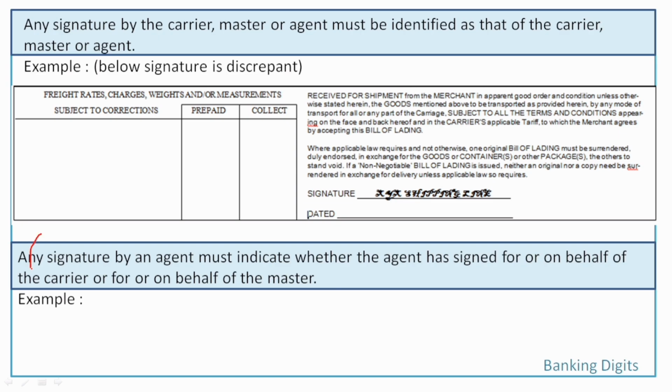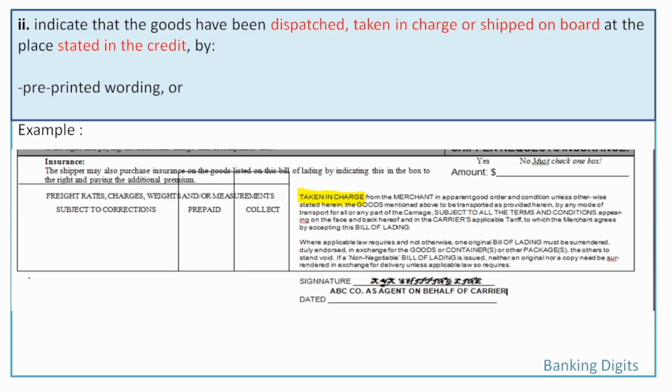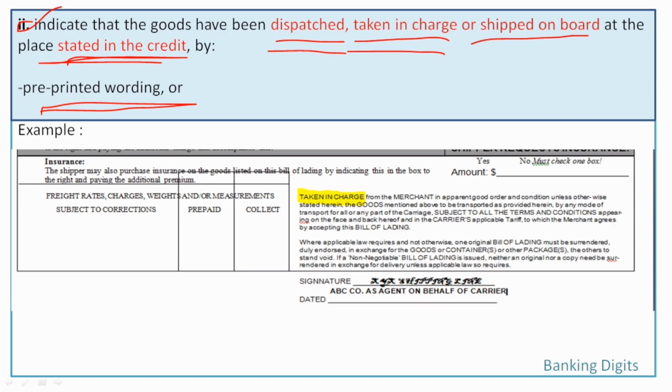Any signature by an agent must indicate whether the agent has signed for or on behalf of carrier or for or on behalf of master. Now, next clause is multimodal transport document must appear to indicate that the goods have been dispatched, taken in charge or shipped on board at the place stated in the credit by pre-printed wordings. Means these words which is highlighted in red, dispatched, taken in charge or shipped on board, can be mentioned by pre-printed words like the example given below.